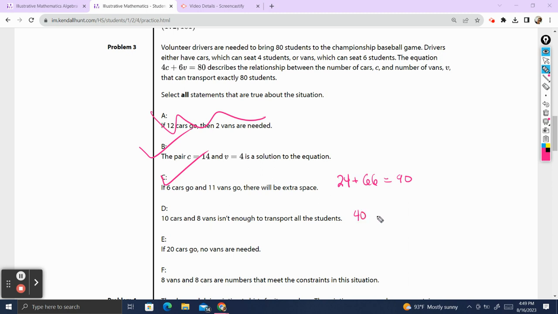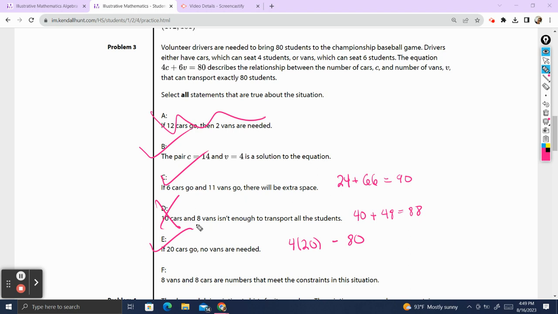If 10 cars and 8 vans is not enough to transport all the students, well, 10 cars is going to be 40 students, because 10 times 4 gives you 40, plus 8 times 6 is 48, and that's going to get you 88. So this is not true, because it is enough to support the students. If 20 cars go, no vans are needed. So let's see, 4 people per car, 4 times 20 is 80. This is true. We wouldn't need any vans to fit the 80 students.